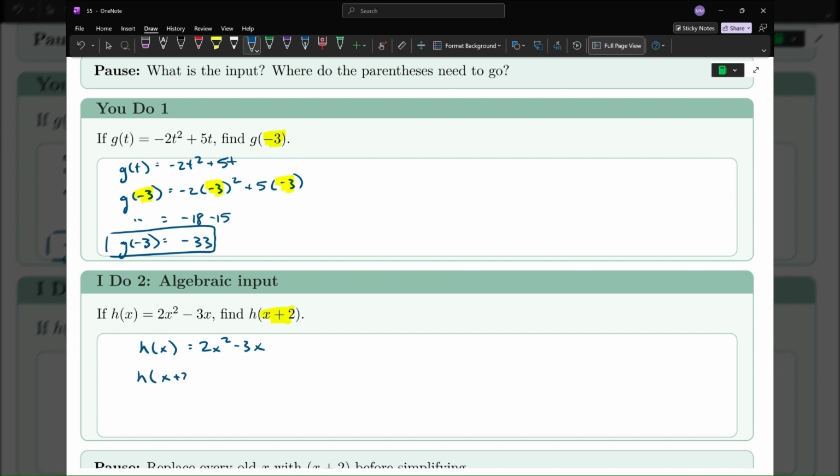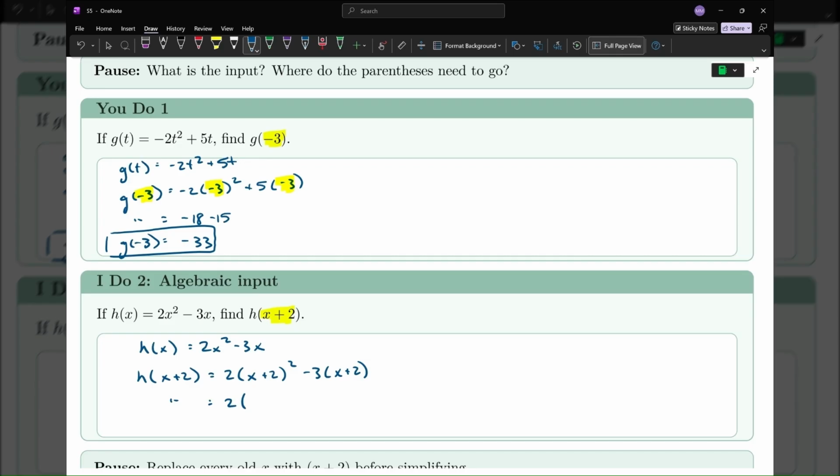Take that input and put it in the input position. So the input now becomes x plus 2. So the 2 times the input squared minus 3 times the input. And then again, I'm just going to simplify that. So on the left, I know whatever, it's just the same, h of x plus 2. On the right, I'm just going to evaluate.